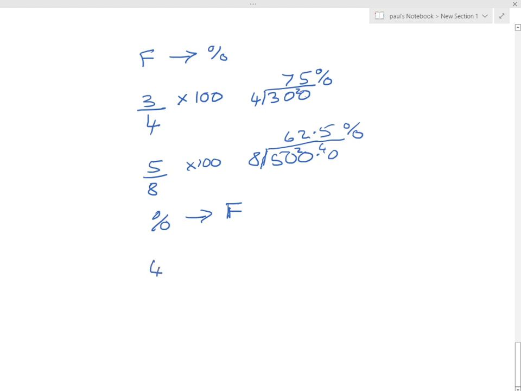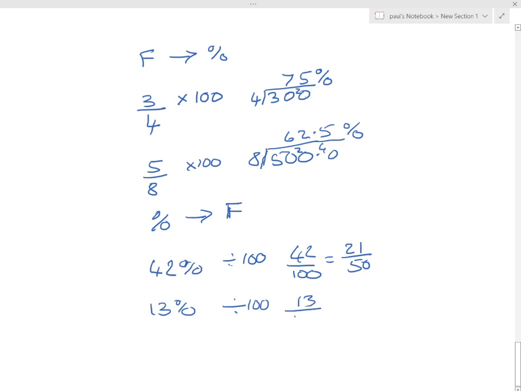My goodness, percentages into fractions is the last one of this. So let's have 42%. Now we're going to divide by 100, but we're going to do it the easy way and just write 42 over 100. That's it. And you can simplify that. 21 over 50. I don't think you can simplify that. So 13%, divide by 100, just write 13 over 100. That's it, changing a percentage into a fraction.